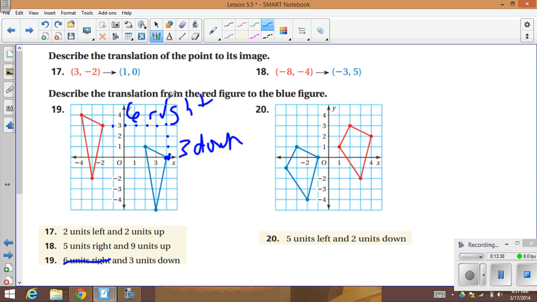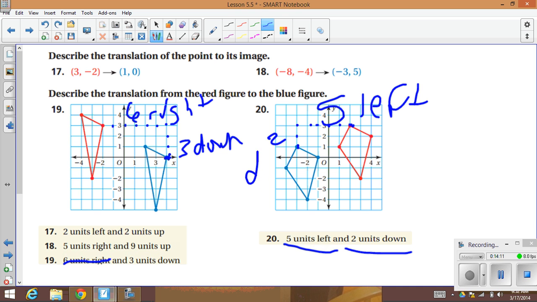Okay? And for number 20, I'm just going to pick 2 points, make sure they're corresponding. So I'm going to pick just these top points here. You could pick any point, just make sure they're corresponding. So I'm going to go left 1, 2, 3, 4, 5. 5 units to the left. And then I need to get to the actual point, 1, 2 units down. So 5 left, and then 2 down. Okay.